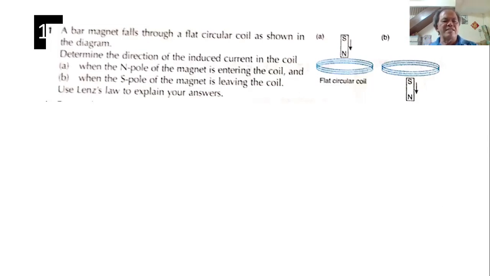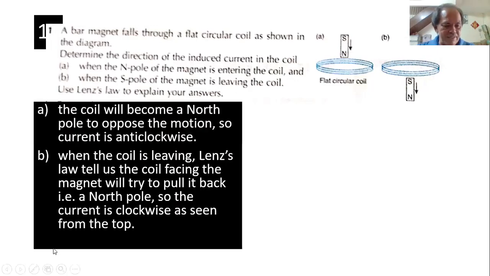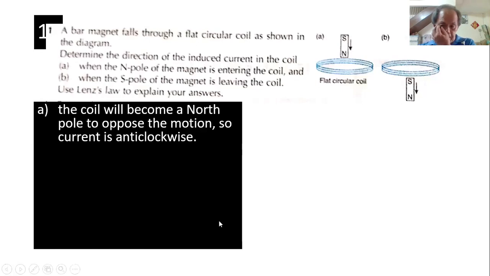So where's the direction of induced current? They're kind to you, they give you the hint. They use Lenz's law to explain your answer. As the north pole of the magnet approaches the coil, the induced current must produce a north pole on the opposite side to repel the magnet. So what direction should it be? You are supposed to draw it anti-clockwise. It's the north pole to oppose the motion. Current is anti-clockwise.